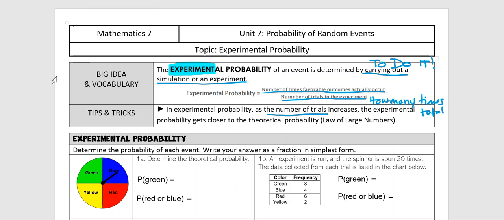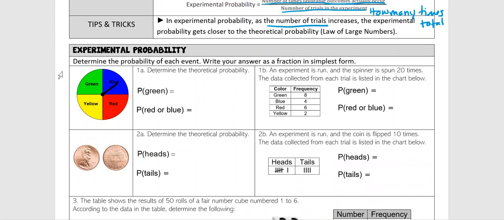So the trickiest thing here is determining what we're being asked to find and figuring out what data we need to use to find it. So it's going to involve a lot of close reading and making sure we know what we're being asked. So in this first part, we're going to determine the theoretical probability. So let's see what you remember.